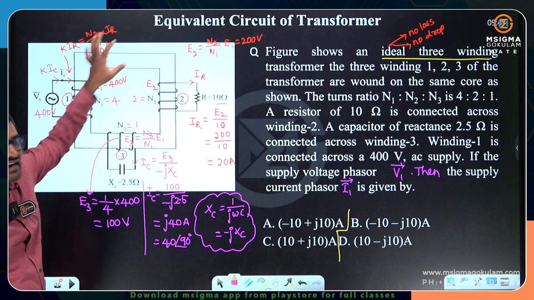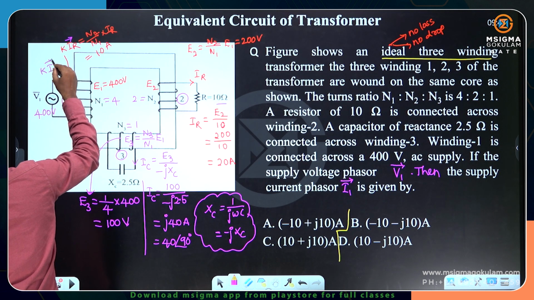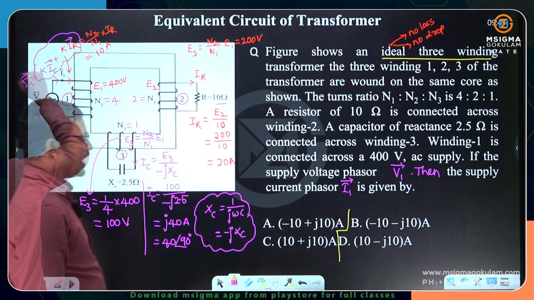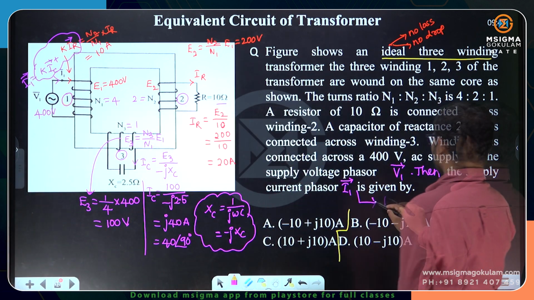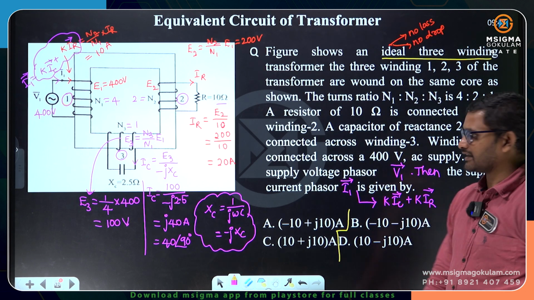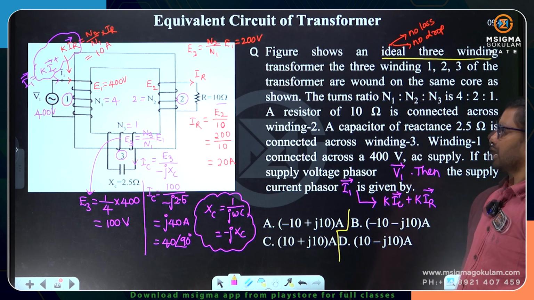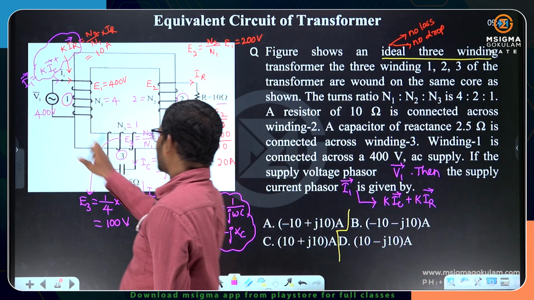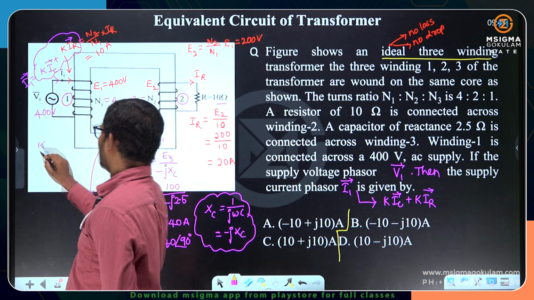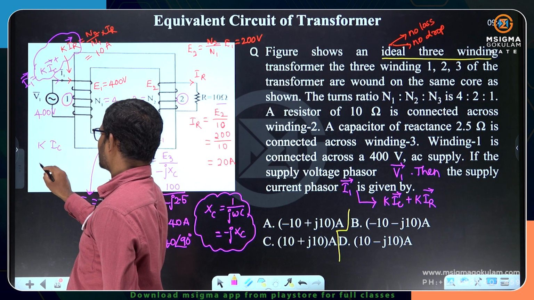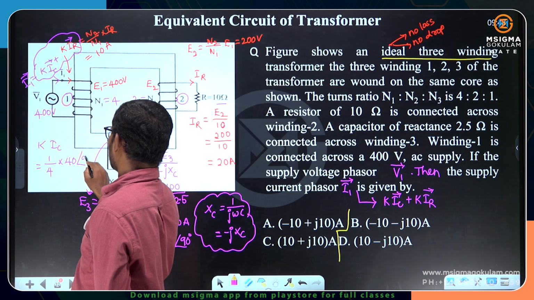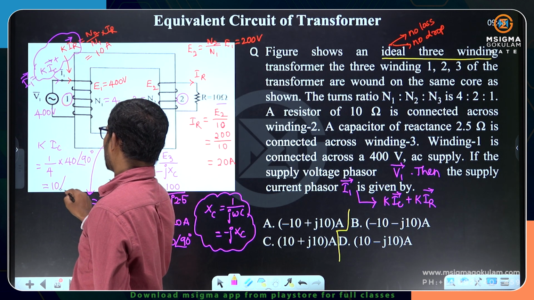Now K times IR plus K times IC, these two currents will give the primary phasor. I1 is nothing but K times IC plus K times IR. K times IR we have calculated; K times IC you need to calculate. We know IC already, 40 at an angle 90. What is K? K is N3 by N1. So K times IC is 1 by 4 times 40 at an angle 90, which gives 10 at an angle 90.